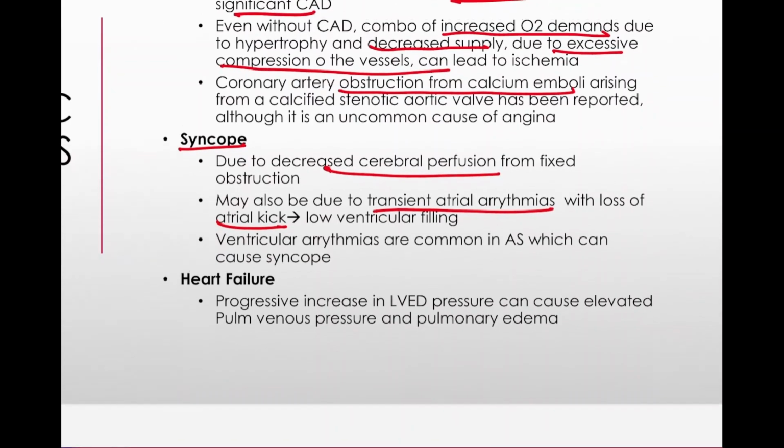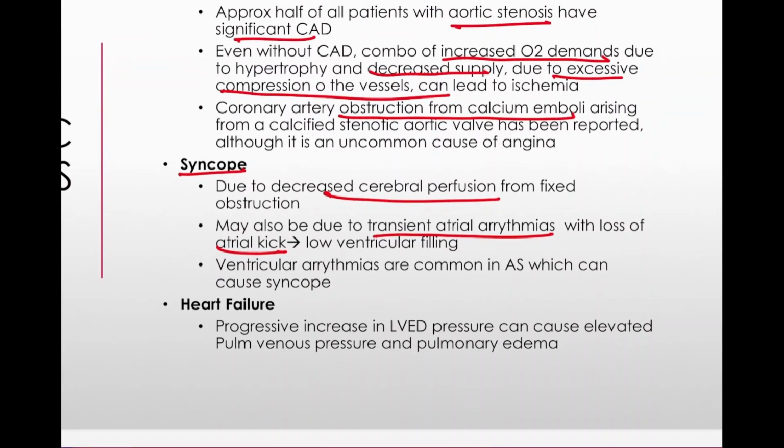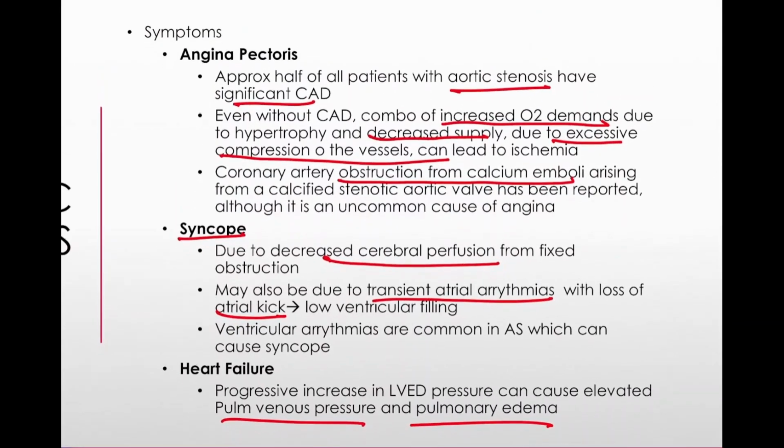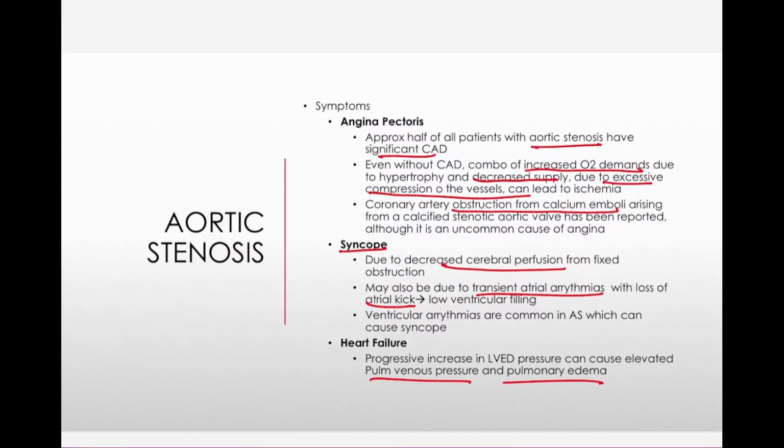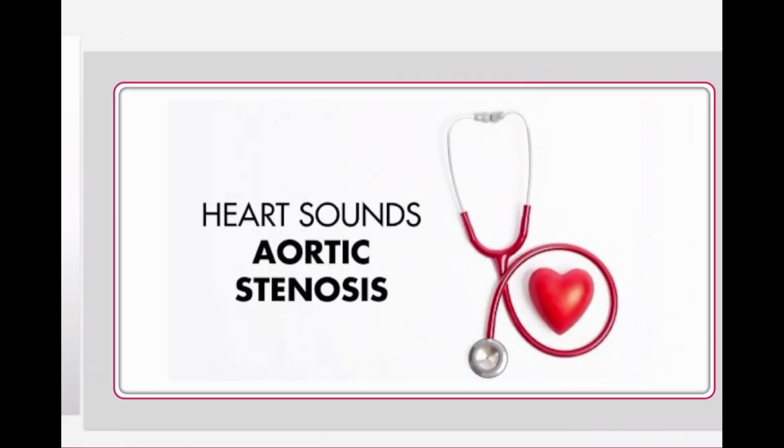The last one is heart failure. Again, progressive increase in left ventricular end diastolic volume can cause elevated pulmonary pressures and pulmonary edema, because of the increased preload. But also remember, the heart is becoming thicker, more hypertrophic, and that leads to heart failure later on. So these are the three cardinal symptoms of aortic stenosis: chest pain, syncope, heart failure.